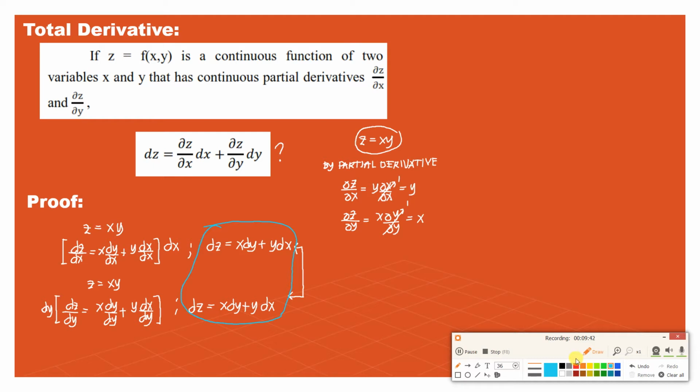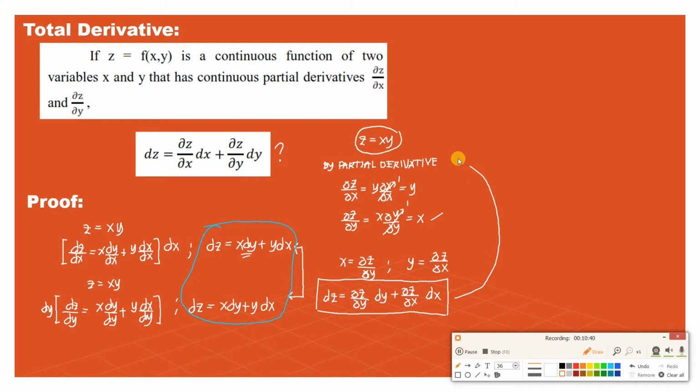Okay, we're going to substitute for the value of x and y. So based on the formula, unahin na natin to, that x is equals to the partial derivative of z over the partial derivative of y, and where y is equals to the partial derivative of z with respect sa x. Substituting that in the total derivative of z, so we have dz equals the partial derivative of z with respect sa y times the total derivative of y, plus the partial derivative of z with respect sa x times dx. So ito na yung naging pinaka formula natin for the total derivative.